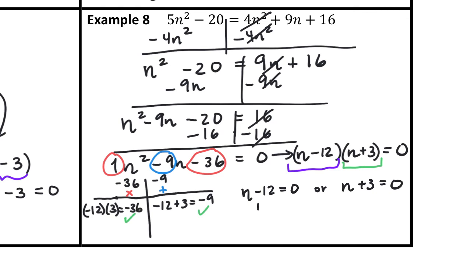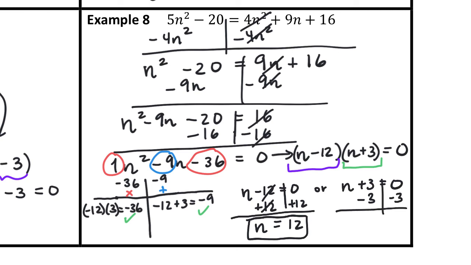And so if I solve it, if I add 12 on both sides over here, these will cancel. I get n equals 12 as one answer. And then on the other one, I'm subtracting 3. These cancel, and I get n equals negative 3 on the other side. So these are my two solutions. These are my two answers.